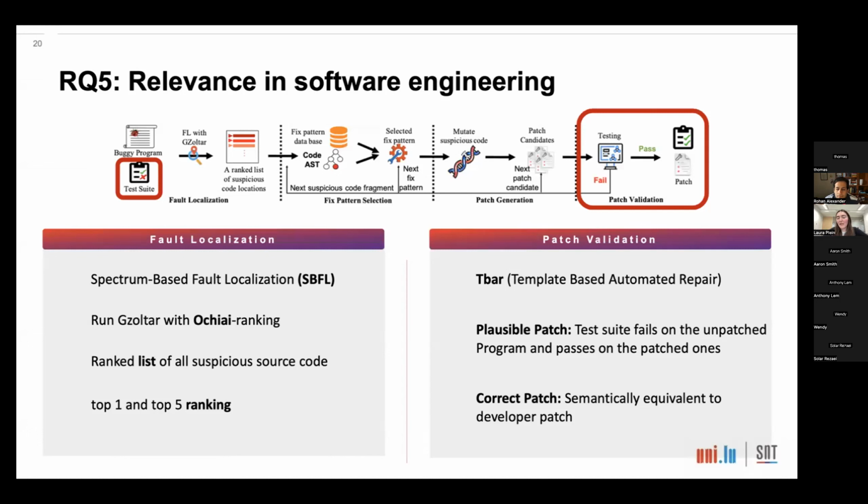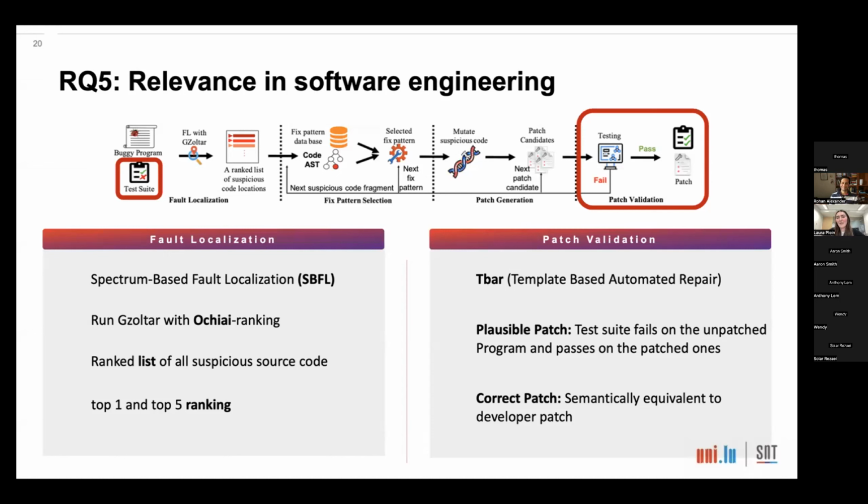And for patch validation, it's important to distinguish between plausible and correct patches. A plausible patch is a patch that managed to pass the test suite. But unfortunately, if you have one buggy function, you can just remove the buggy function or all the code in the function. Then, of course, we will pass the test suite. So this would be a plausible patch, but of course, that's not an actual correct patch of the software.